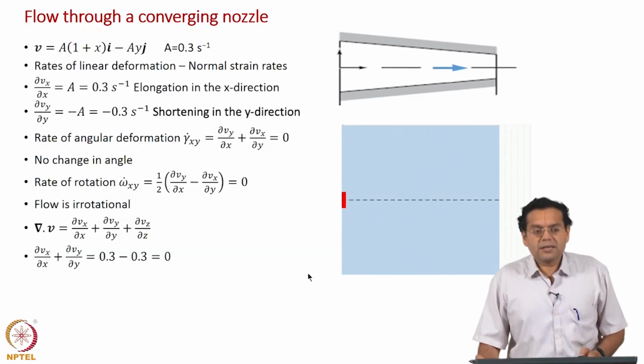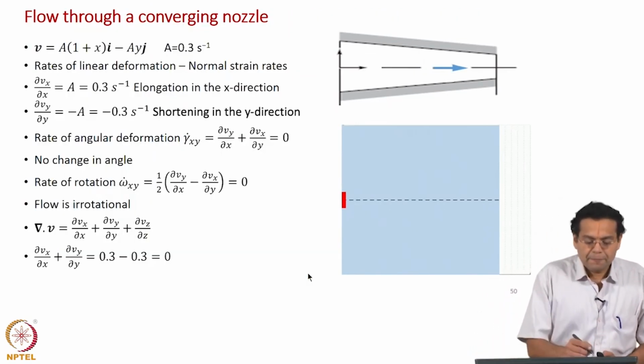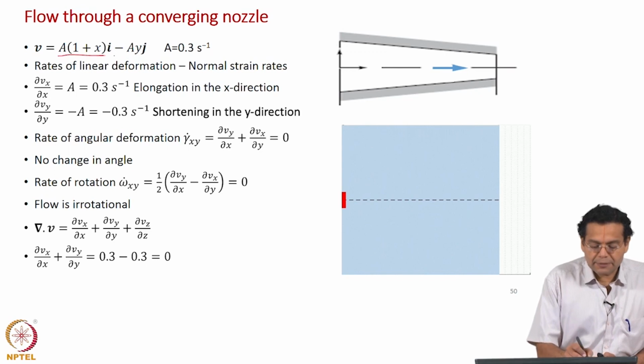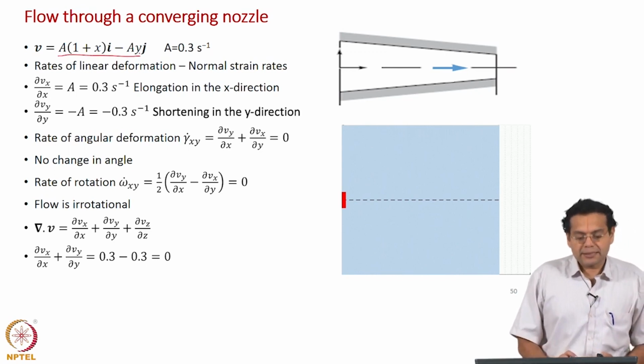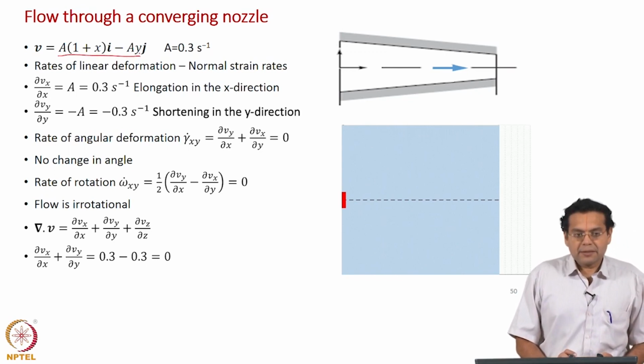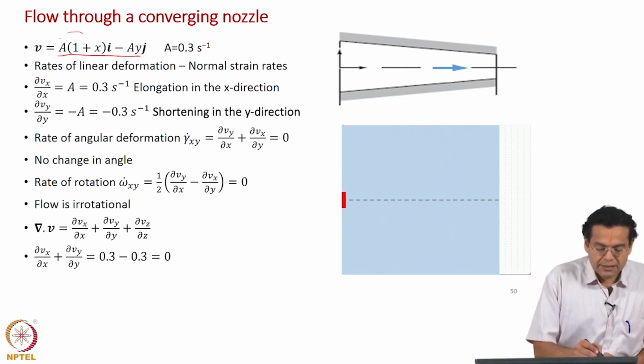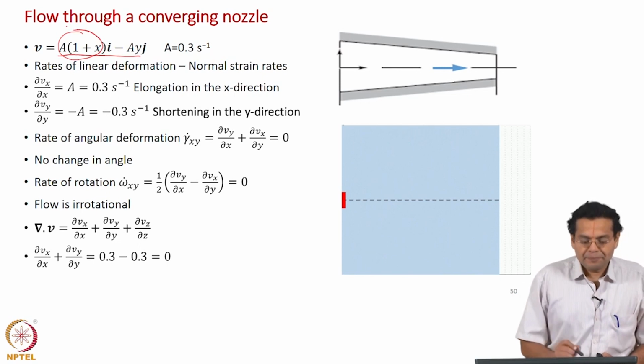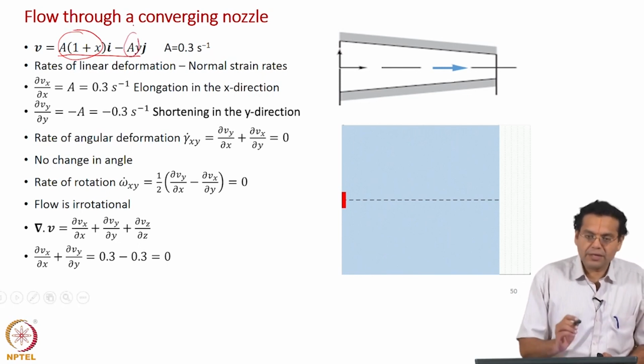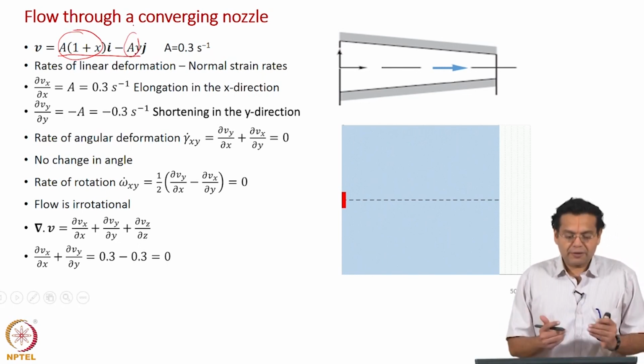Now the velocity field for a converging nozzle is given by this expression, A times (1 plus x) i minus A y j. But the way in which we should view it is that the x velocity is a function of only x, and the y velocity is a function of only y. That is how we should view it for our purpose.